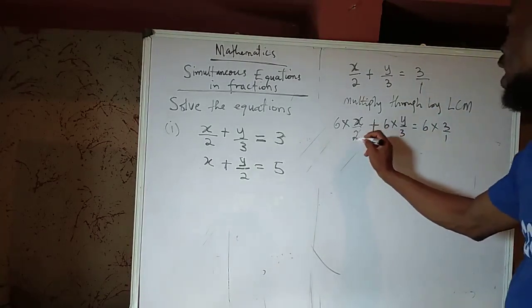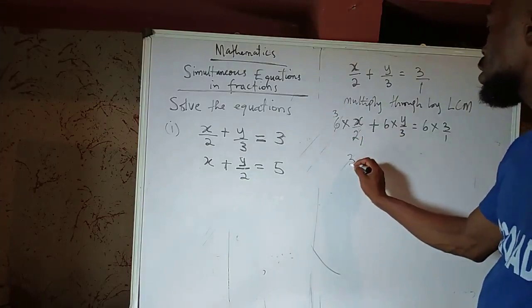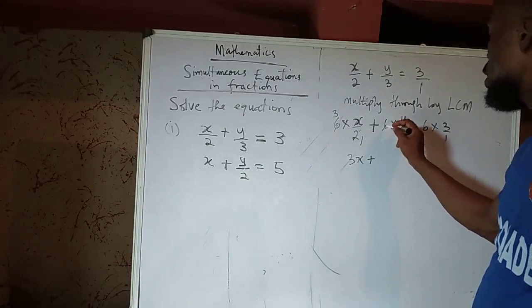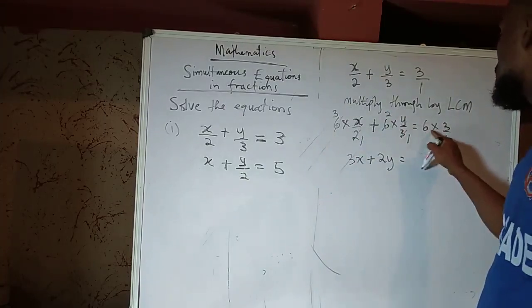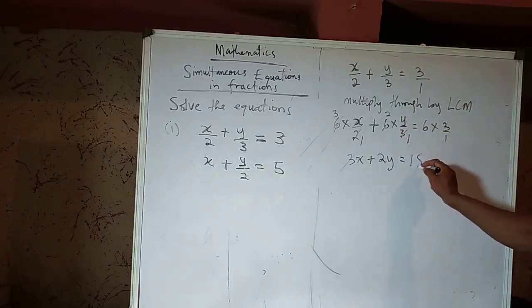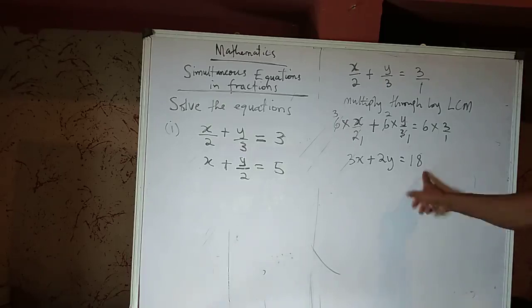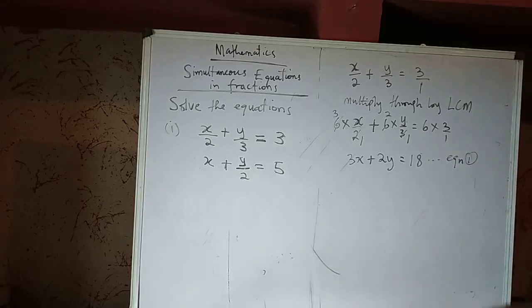So 2 here is 1. 2 into 6 is 3. 3 times x gives us 3x. Plus, 3 here is 1. 3 into 6 is 2. 2 times y gives us 2y. 6 times 3 gives us what? 18. Alright, so that's it. We have 3x plus 2y equals 18. This becomes our equation 1.